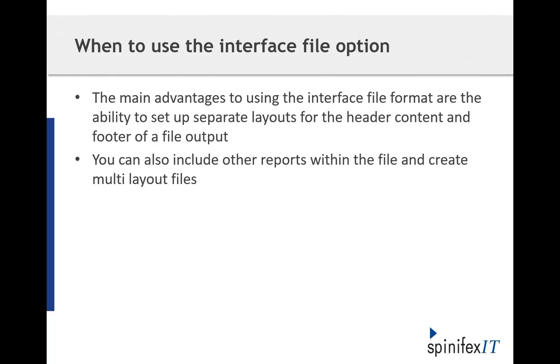The other great thing you can do with the interface file option is you can actually include multiple reports. So a common example is, say you've got a vendor that you're sending information to. The first part of the file that they want to receive might have all of the employees who have recently joined and have started paying into that vendor. And that's their initial membership information, for example.